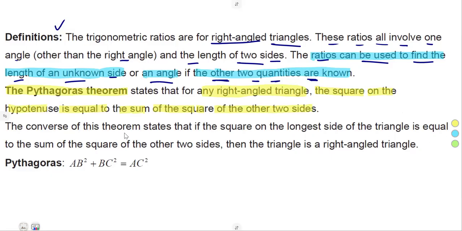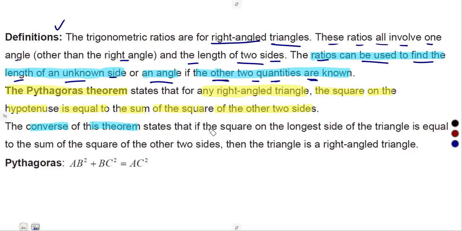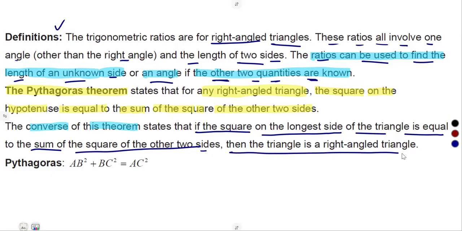And now, the converse of the same theorem: for us to say we have a right-angled triangle, it must be that if the square of the longest side of the triangle is equal to the sum of the squares of the other two sides, then the triangle must be a right-angled triangle.